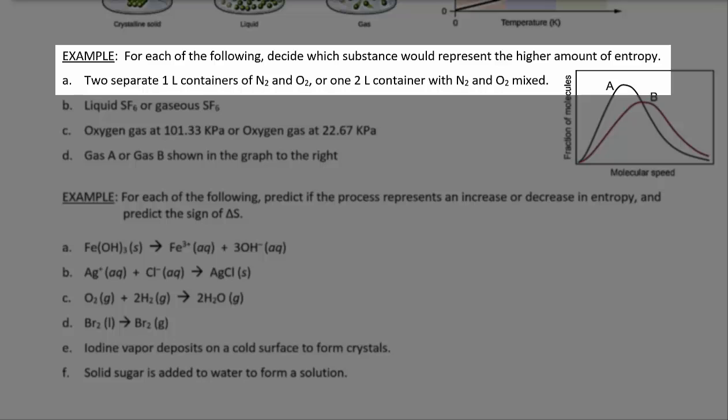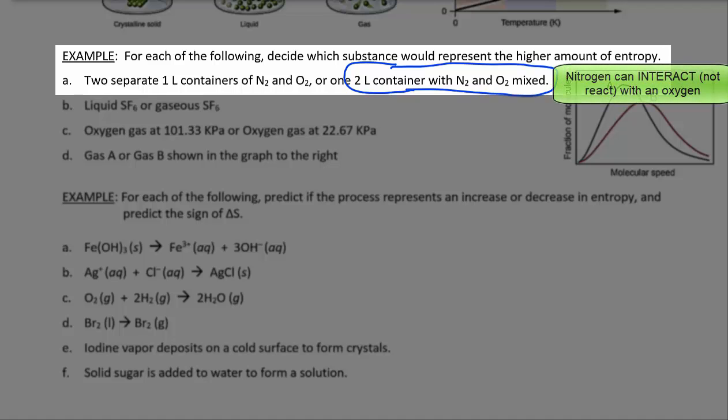Well, the nitrogen and oxygen mixed would have the higher entropy, and the reason why is because there are more degrees of freedom in a mixed substance. Each nitrogen molecule can react with itself or with any other nitrogen molecule, and it can also react with an oxygen molecule. And also in a 2 liter container that's mixed, an oxygen can react with an oxygen microstate, and an oxygen can also react with another nitrogen microstate, as opposed to in two separate containers where a nitrogen can only react with a nitrogen.